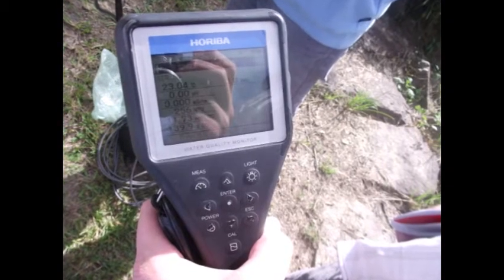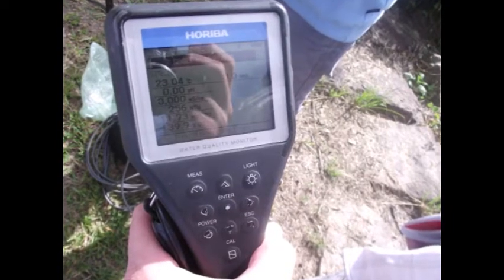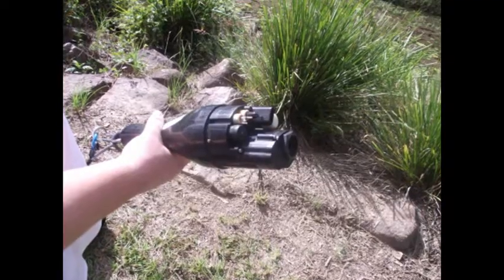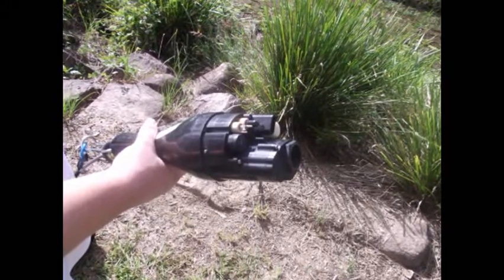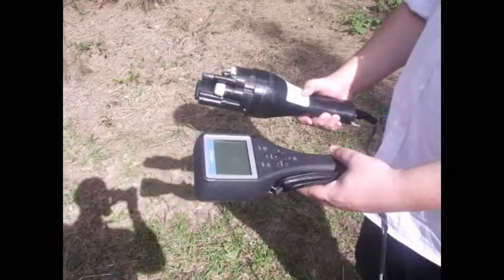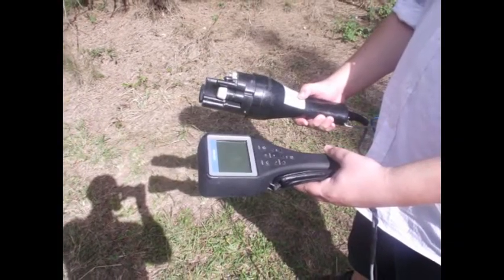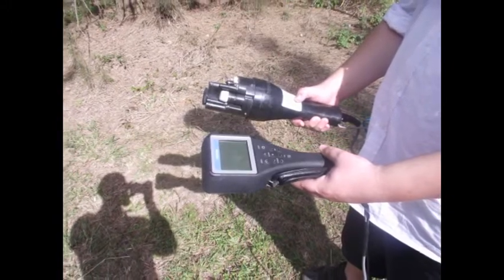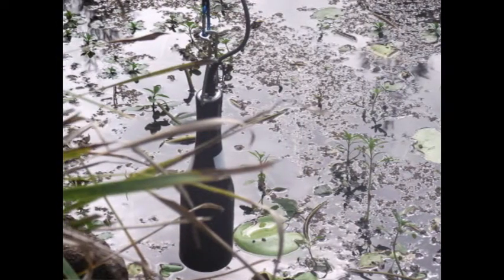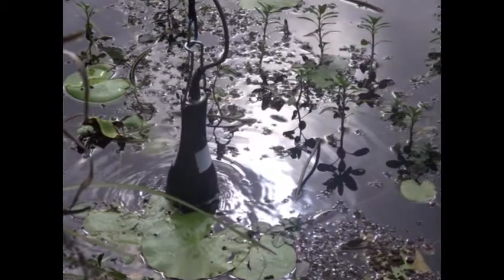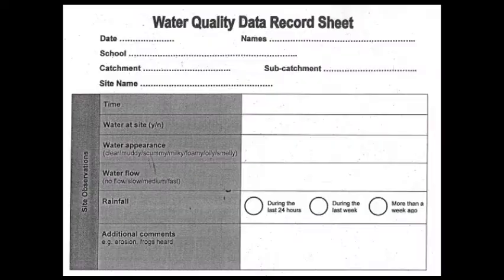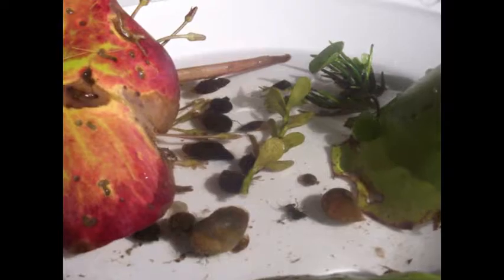The next way to monitor water quality is chemical analysis by checking for oxygen levels, temperature, salinity, pH, and turbidity. To do this, we use an instrument called the Horiba, which has multiple sensors and takes multiple readings in the space of about 30 seconds. This will also be recorded on your water quality data record sheet.